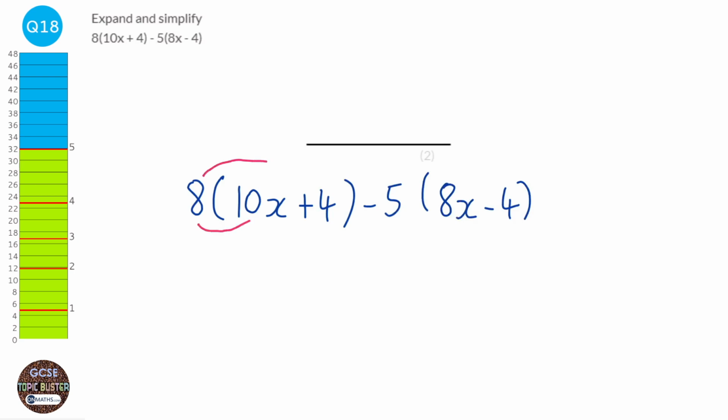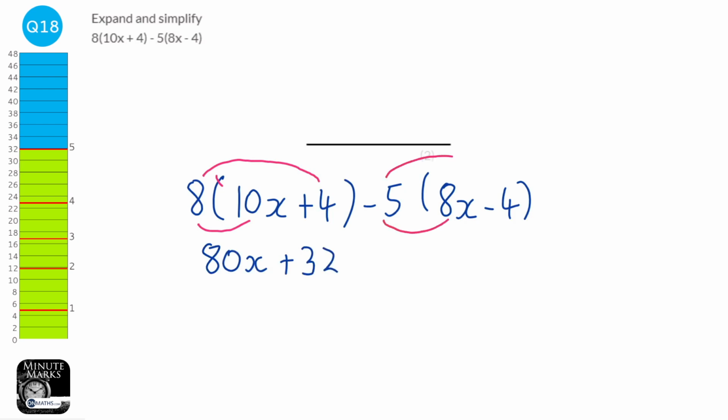So we multiply the 8 by the 10x, which will make 80x, and multiply the 8 by the 4, which will make 32. Now here we've got a minus 5 on the outside, so we do minus 5 times 8x, which is minus 40x, and minus 5 times minus 4, which is actually plus 20. And a lot of students will write take away 20 there, but that is a minus 5 on the outside of the brackets there. So it's minus 5 times the minus 4 there will give you a plus 20.